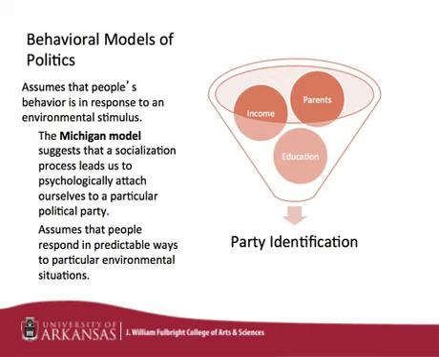Now, what we see that's probably more accurate is the Michigan model of political behavior, which assumes that socialization leads us to psychologically attach ourselves to a political party. And the background materials such as our education, our income, and what sort of ideology our parents had, in turn leads to that party identification. In other words, people respond in predictable ways to particular environmental situations.